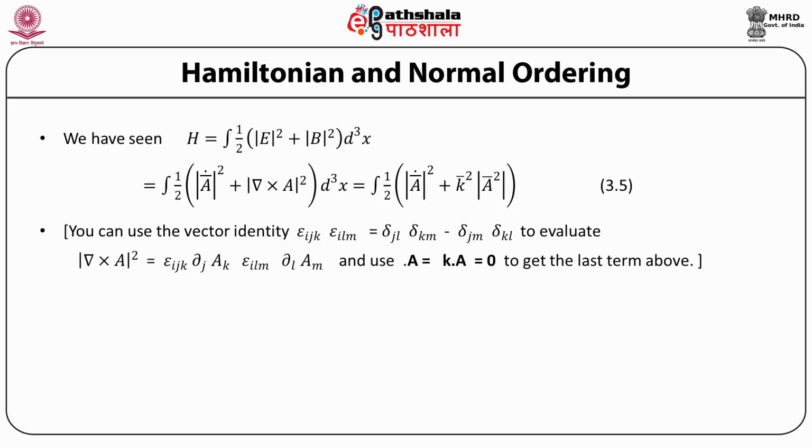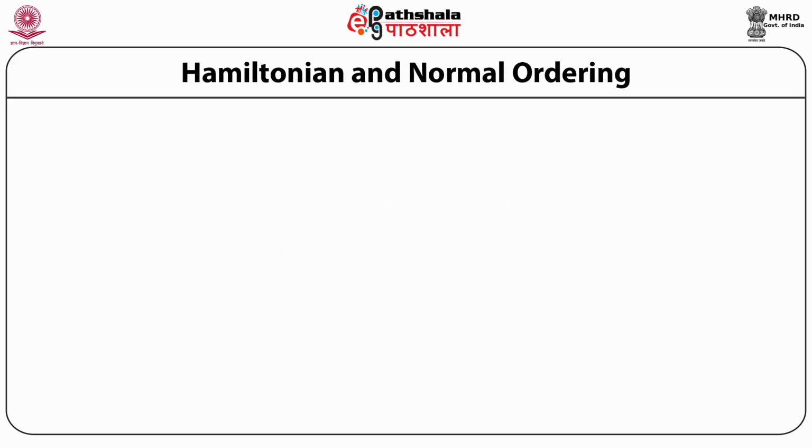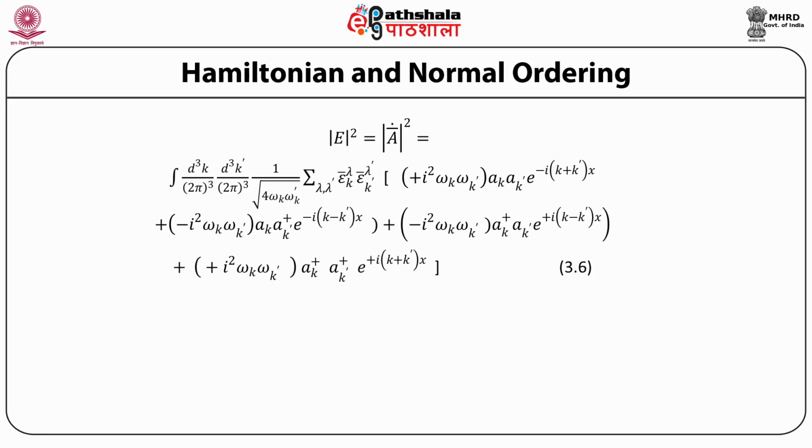This is equal to half of A vector dot whole squared plus k vector squared times A vector squared. You can use the vector identity epsilon ijk times epsilon ilm is equal to delta jl delta km minus delta jm delta kl to evaluate curl of A vector whole squared, and use divergence of A, that is k dot A is equal to 0, to get the last term above. E vector squared is equal to A dot vector whole squared.